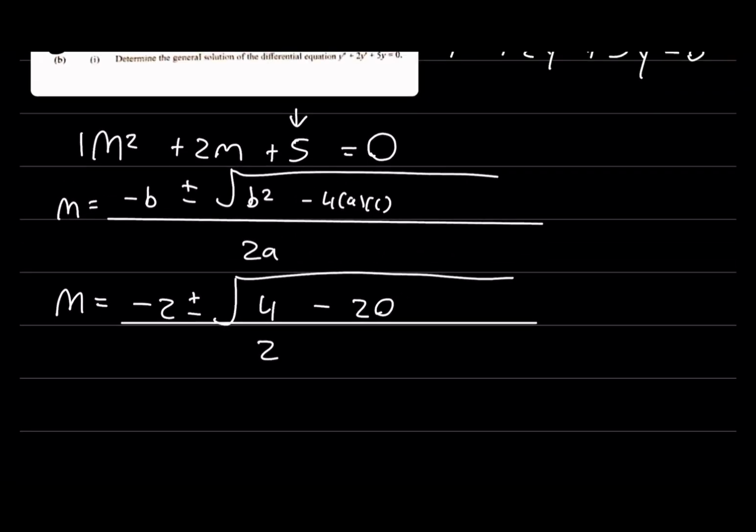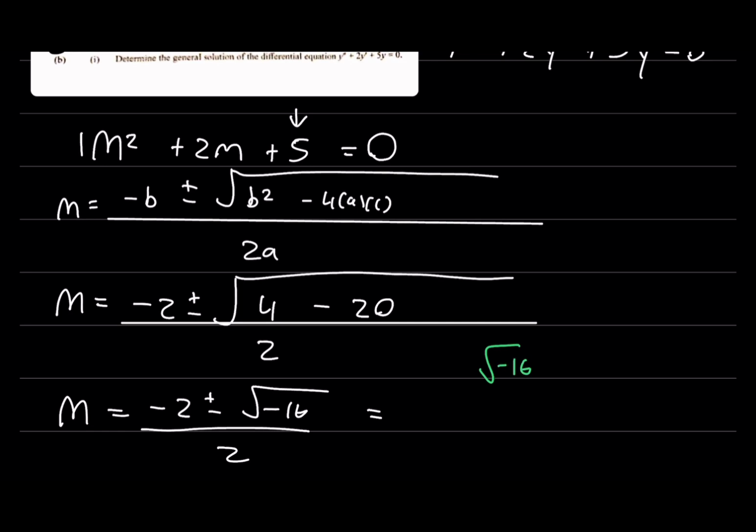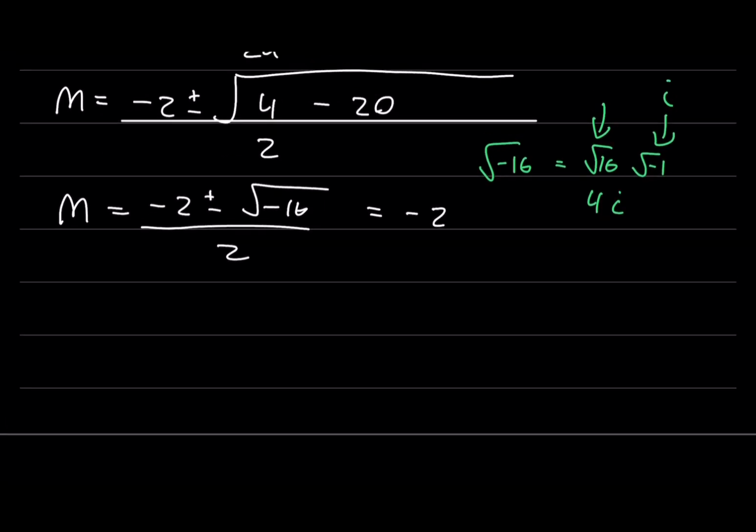Moving from that, we're going to say that m is equal to minus 2 plus or minus the square root of negative 16 over 2. Now, we'll remember that root negative 16 is just equal to root 16 times root negative 1. Root negative 1 is just equal to i. Root 16 is just equal to 4. So we'll be left with 4i. So that means that we're going to have negative 2 plus or minus 4i over 2. So that means that m, when you simplify, is simply equal to negative 1 plus or minus 2i.